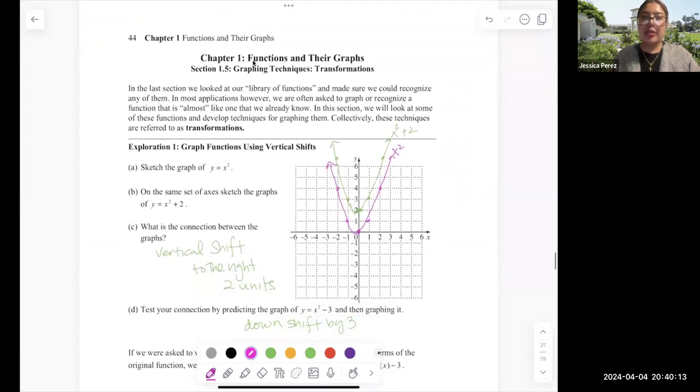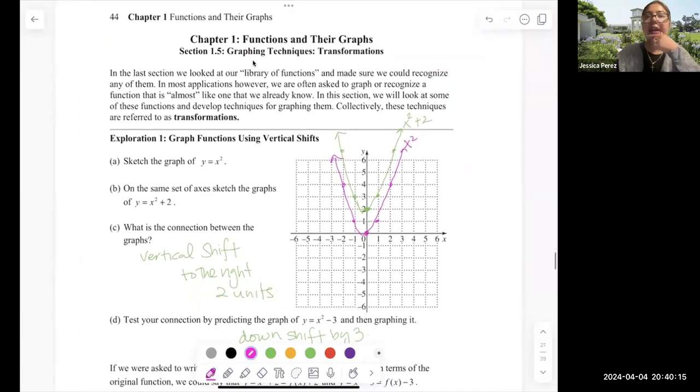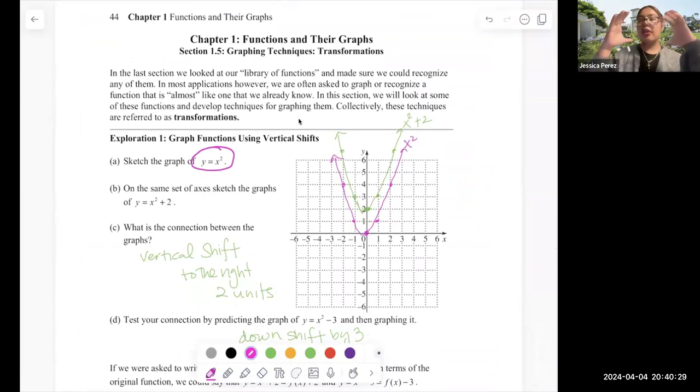So we're going to get to section 1.5, which is graphing transformations. So we already know our basic quadratic function, y equals x squared. We know that's a parabola. So what we're going to be doing is shifting our function, and we're going to be using Desmos a lot for this section.